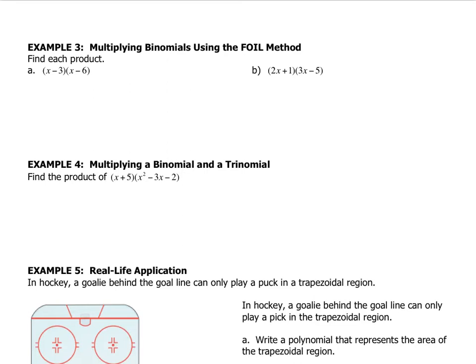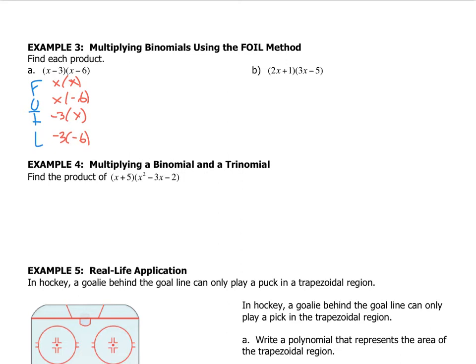So let's just do it using our FOIL acronym, FOIL. F stands for first, so that's going to be x times x. O stands for outside, so that's going to be x times negative 6. I stands for inside, so that's going to be negative 3 times x. And L stands for the last term of each binomial, which is negative 3 times negative 6.